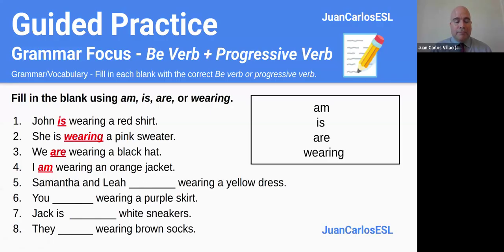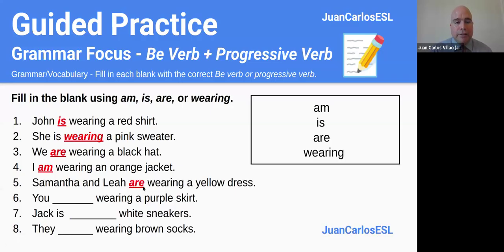Number 5. Samantha and Leah blank wearing a yellow dress. Let's talk about this for a moment. Samantha and Leah, those are 2 names, meaning we're talking about 2 people, meaning the subject is plural. Whenever you talk about 2 or more people, that subject is plural. Cuando se habla de 2 nombres, es decir, que estamos hablando de 2 personas, el sujeto de la oración es plural. Estamos hablando de 2 o más personas, el sujeto es plural. The subject is plural. Samantha and Leah are wearing a yellow dress.